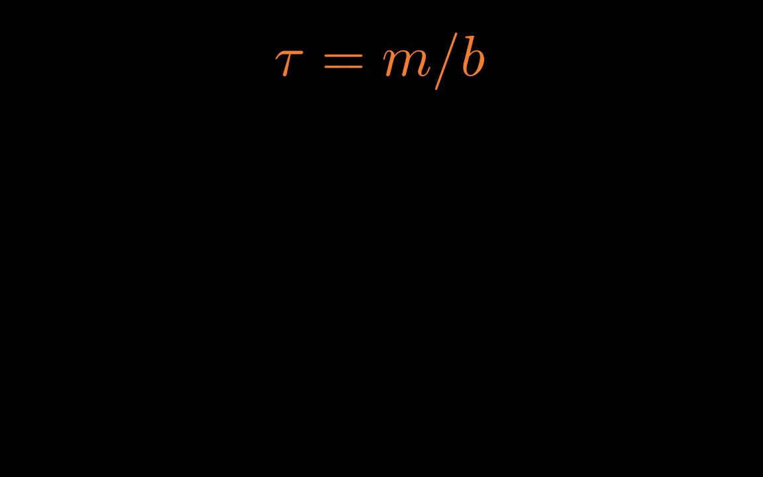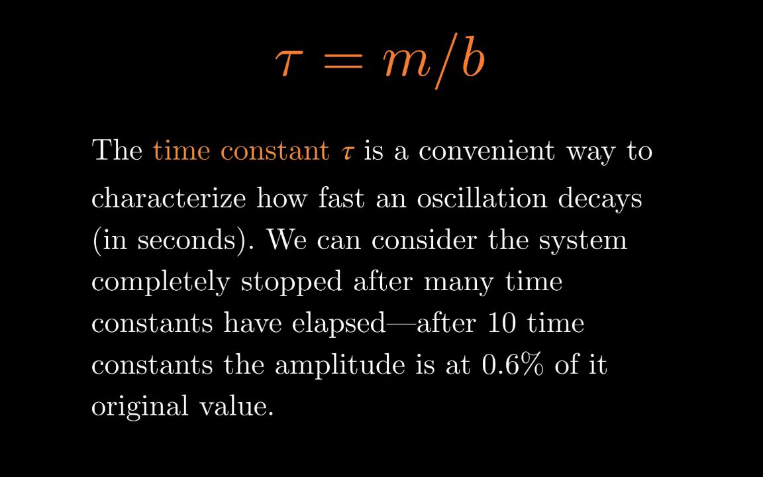So in summary, tau, which is called the time constant, is equal to m divided by b, and the time constant tau is a convenient way to characterize how fast an oscillation decays in seconds. So if we just want to know how damped the system is, we can compare the time constants from one system to another, and it will tell us how quickly the system decays, because we know it takes an infinitely long time for the system to completely stop. But we can consider the system completely stopped, at least approximately, after many time constants have elapsed. For example, after 10 time constants, the amplitude of an oscillator is at 0.6% of its original value. So the time constant just gives us a sense of how fast the oscillator decays.